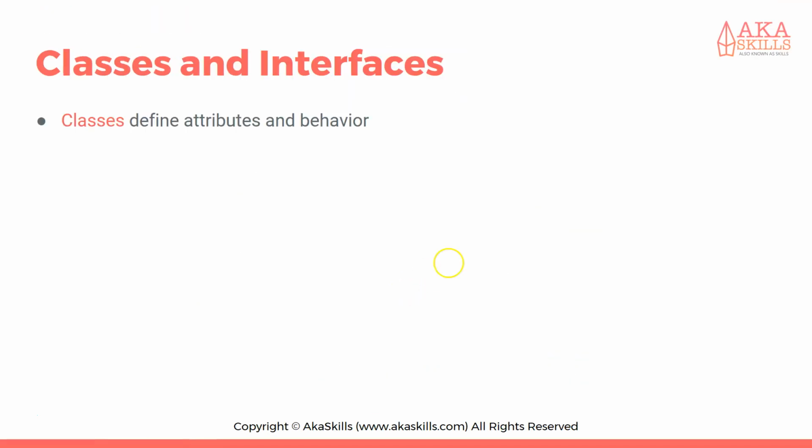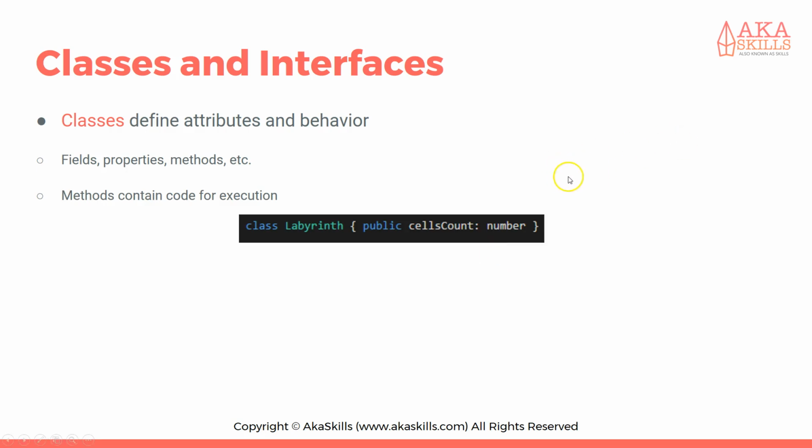So classes define attributes and behavior: fields, properties, methods, etc. Methods contain code for execution. For example, we have a class Labyrinth with a public cells count, which is a number.